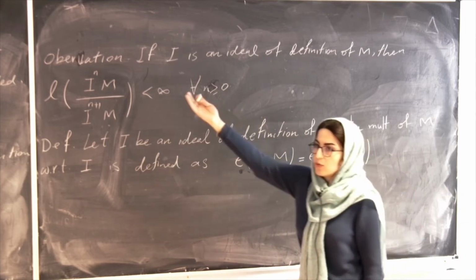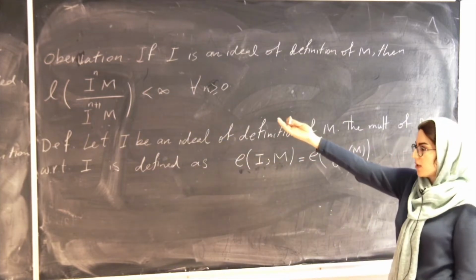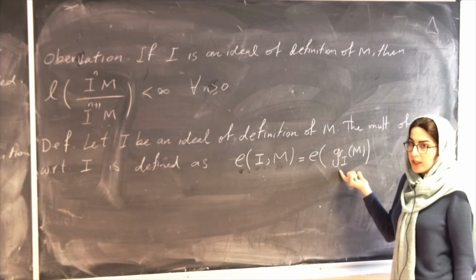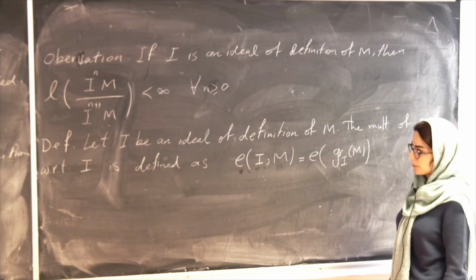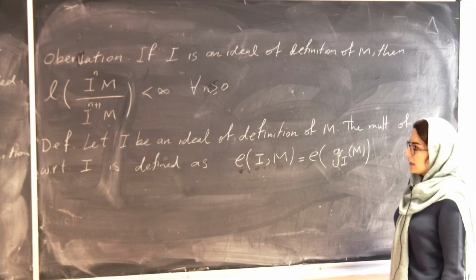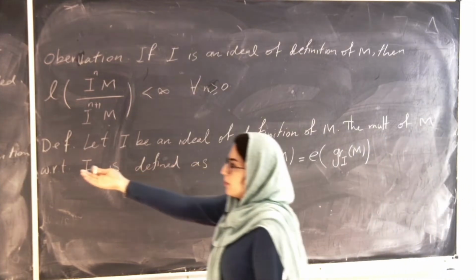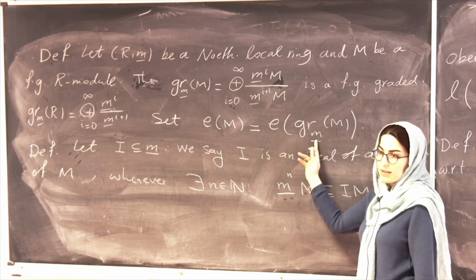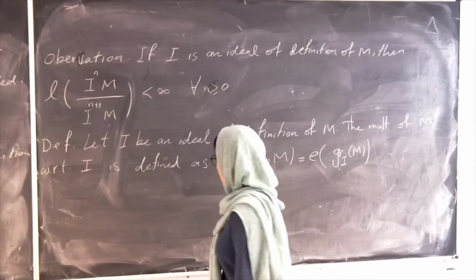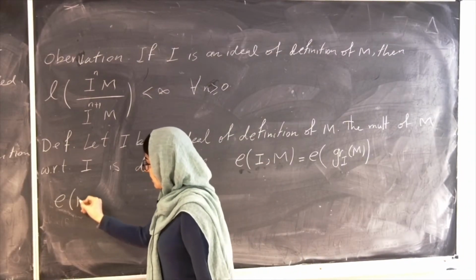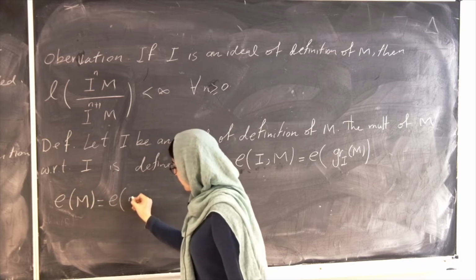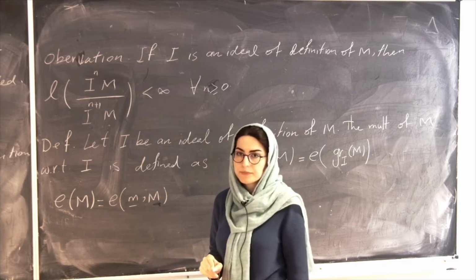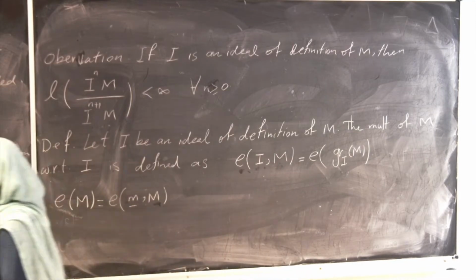And as I told you, in this case, it makes sense because all the graded pieces of this graded module have finite lengths. So the multiplicity that we had before is just the multiplicity with respect to the maximal ideal. So just note that the multiplicity of M is the multiplicity of M with respect to the maximal ideal. Okay.